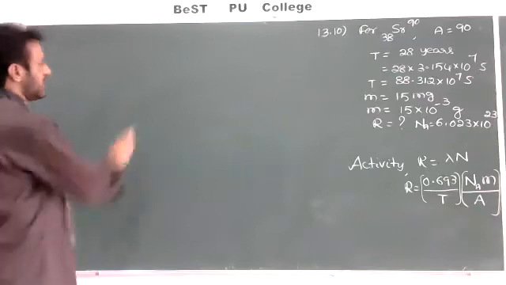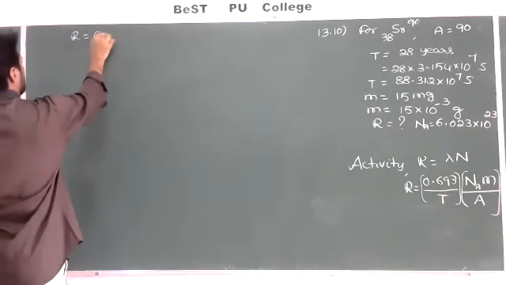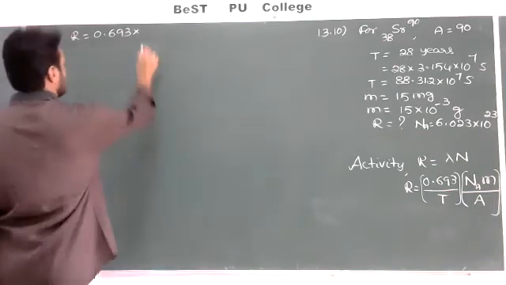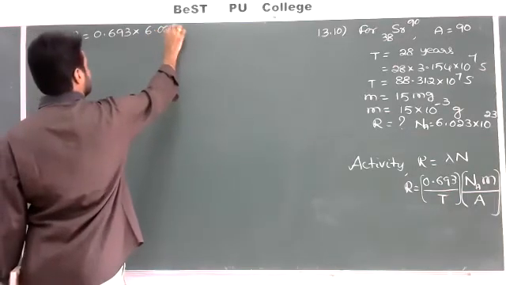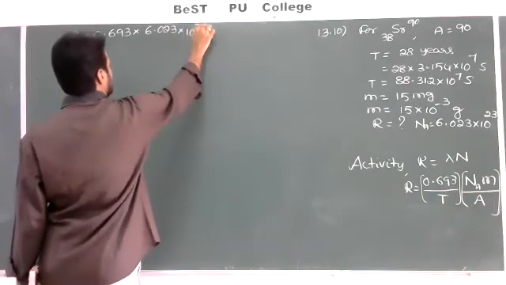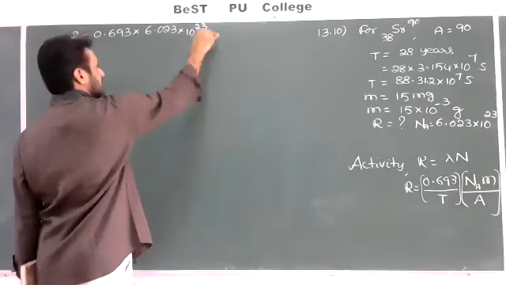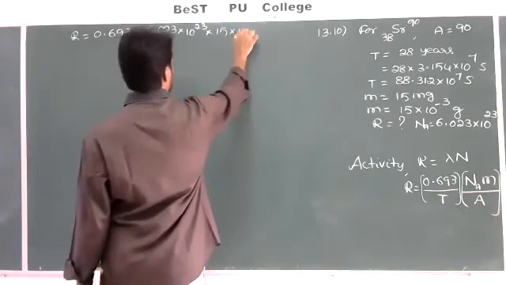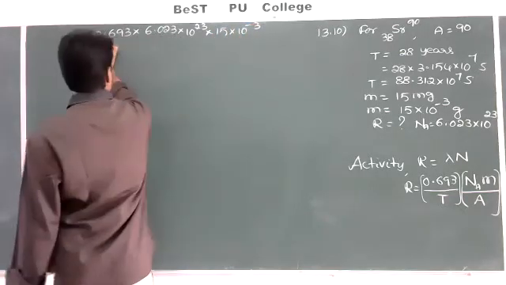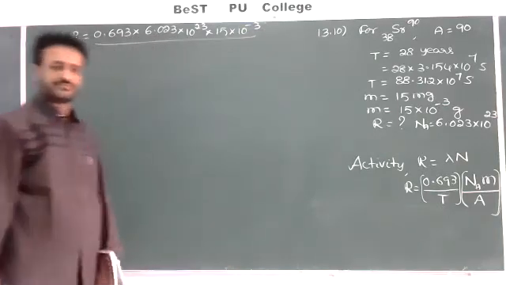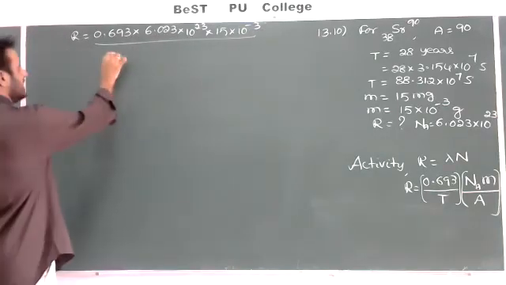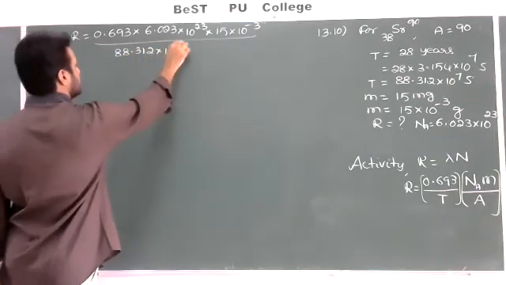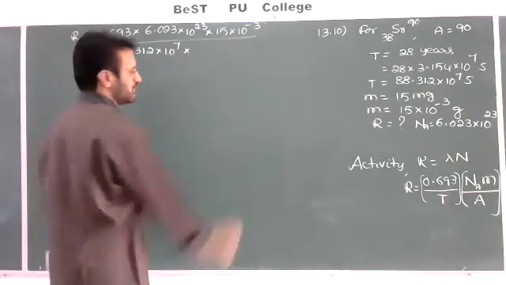Now substitute the values. R is equal to 0.693 into Avogadro number 6.023 into 10 to the power of 23, into mass of the sample 15 milligrams, 15 into 10 power minus 3, divided by the denominator value 88.312 into 10 to the power of 7, into mass number 90.